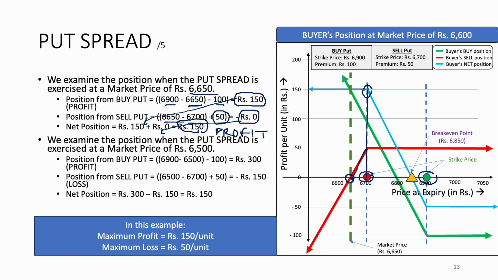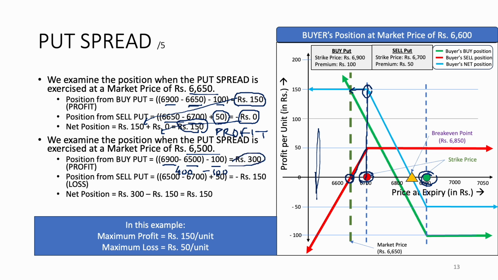Okay. So notice that the profit has stayed the same at 150 rupees at 6,650 market price also. We take one last case where the market further falls to 6,500 rupees. So here we are somewhere here where the market is at 6,500 rupees, which is lower than the strike price of the sell put and also lower than the strike price of the buy put. So at this point from the buy put, the strike price of 6,900 minus 6,500, the current market price, minus a premium of 100 rupees that has to be paid. So the total profit comes out to be 300 rupees, that is 400 from here and minus 100, which comes out to a profit of 300 rupees.